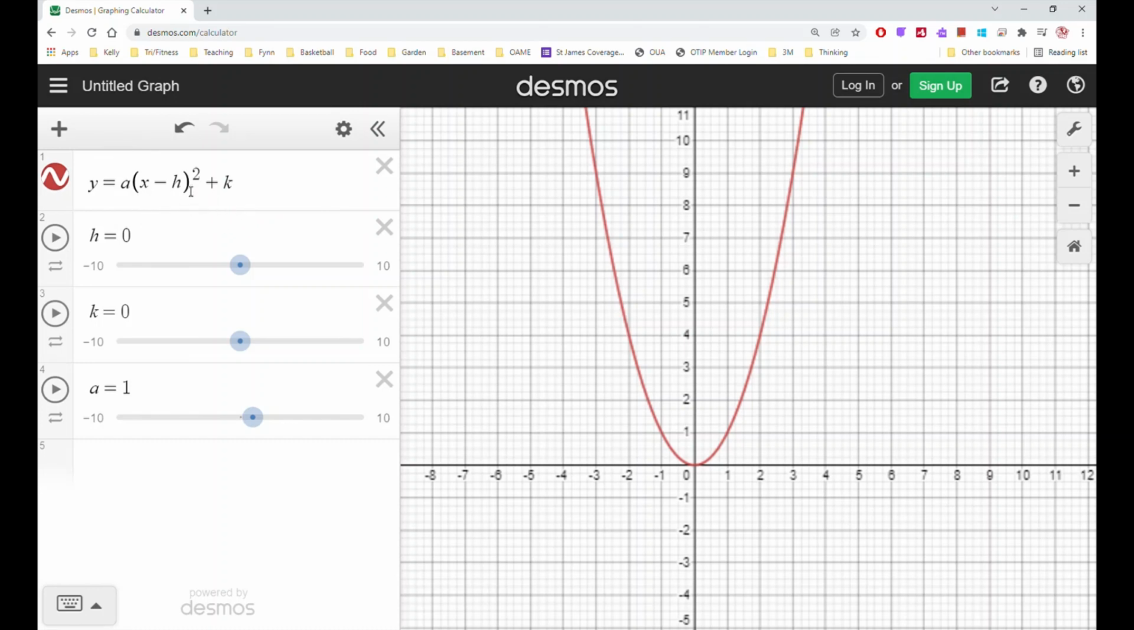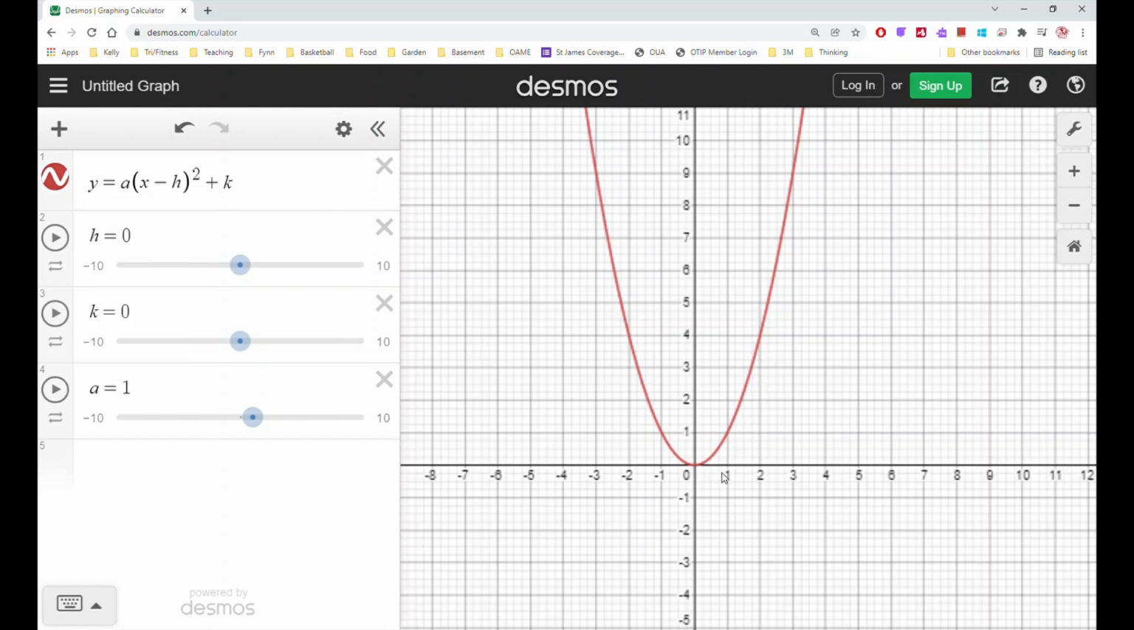Okay. The first thing we're going to start at is a. What does the a do to it? So right now I have a set to 1, okay? And when a is at 1, there's a step pattern that exists. And what a step pattern means is it's an easy way to graph a formula. Like there's a pattern that happens every time.